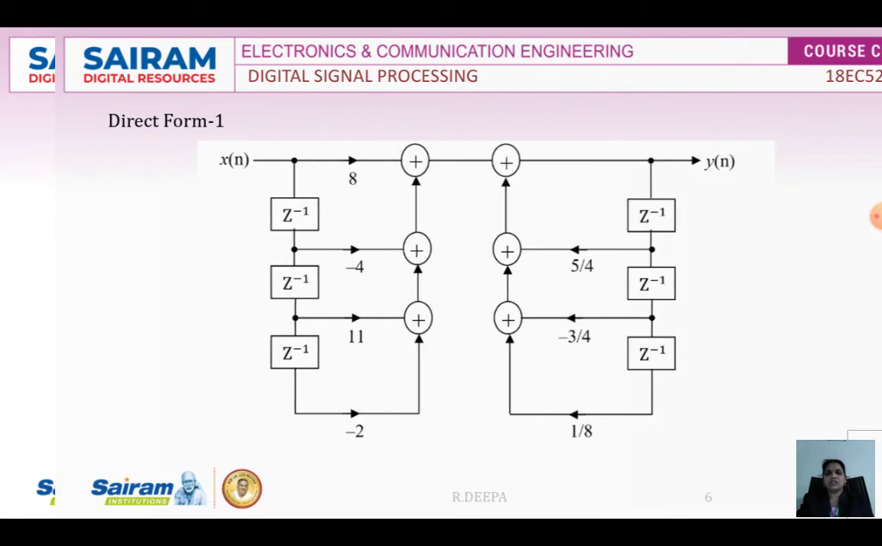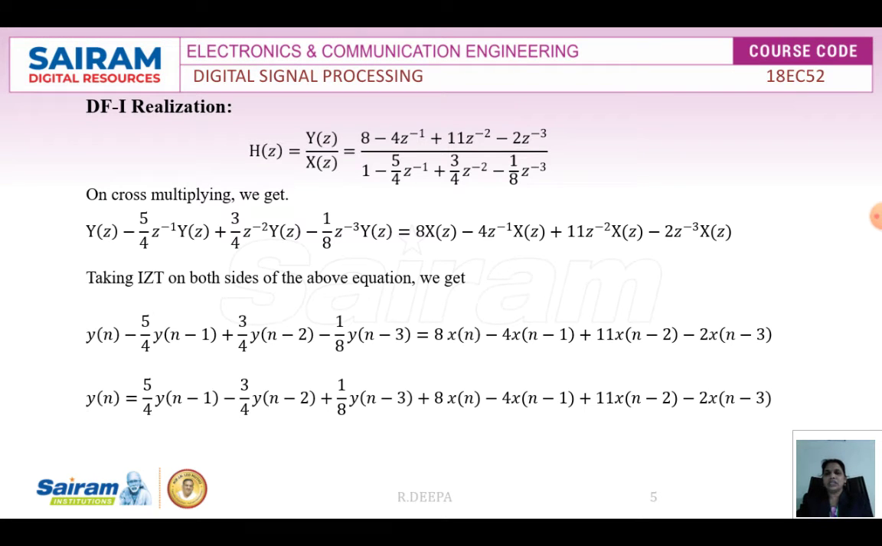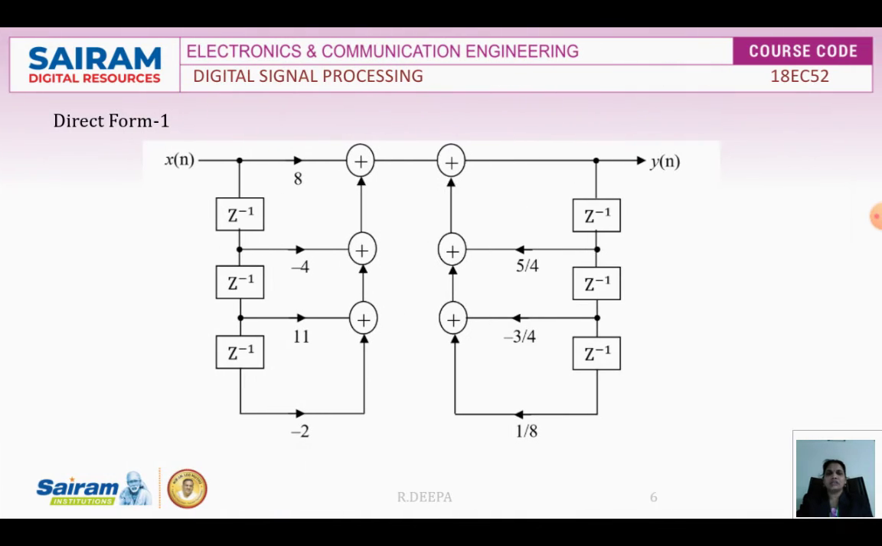Then you can concentrate on the y of n delay and its coefficients. So you can observe you have to make a delay of y of n and then multiply with 5 by 4. Then one more delay and then multiply with minus 3 by 4. In the same way another delay and multiply with 1 by 8. And this together you have to add with the previous x of n and its delay to get the final output y of n. So from y of n I am making a delay here.